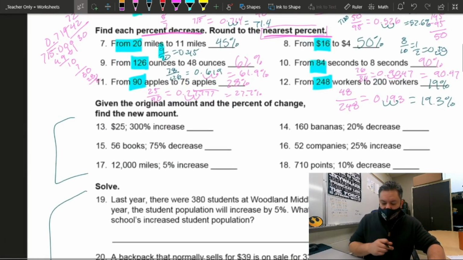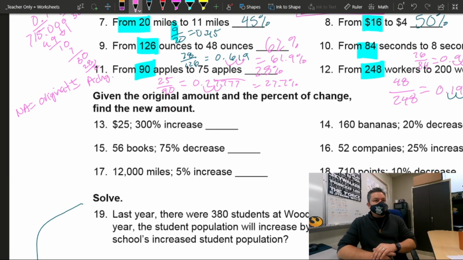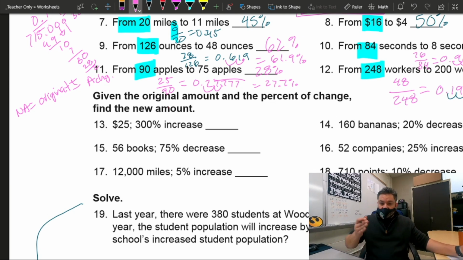Questions 13 to 18. So again, new amount equals original plus or minus amount change. That's the formula that we're going to use. Now, this is super easy. Whenever it's an increase, it's just like adding the taxes to something that you're going to buy. Anytime you have a percent, from now on in 7th grade, you've got to convert the percent to a decimal and multiply. That's a given. That's going to be the first step.